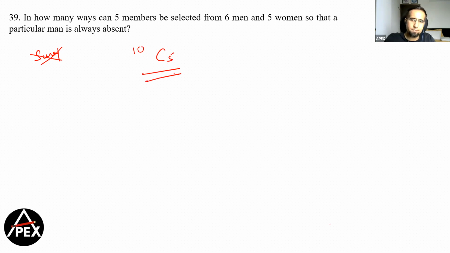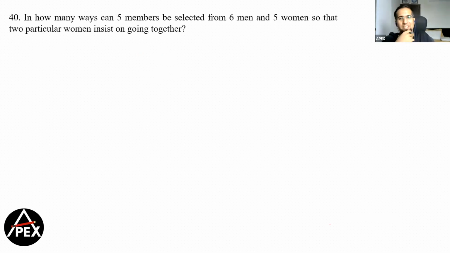Perfectly right, guys. Now comes the really two beautiful questions. Can we solve this, please? It's a very lovely question, guys. This and the next one. Yeah, let's see this, guys. Now, this question says how many ways can 5 members be selected from 6 men and 5 women, such that 2 particular women insist on going together? Let's say those 2 particular women are A and B here.